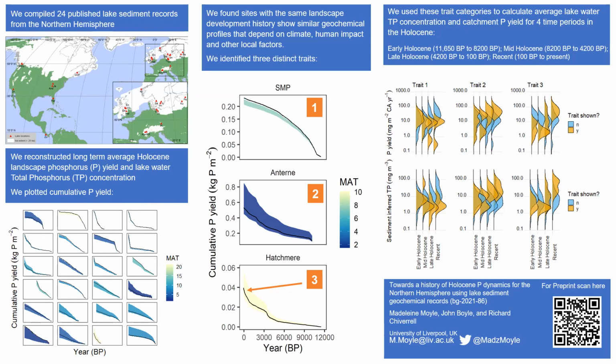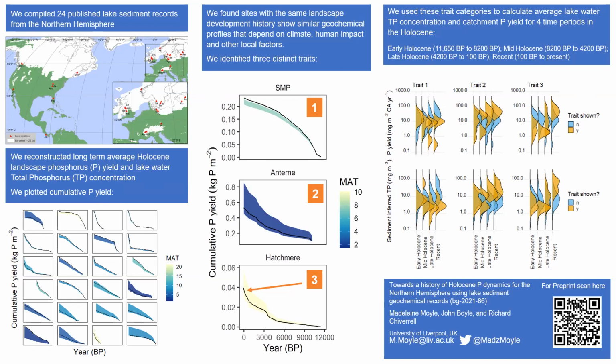Maddie's analysis used to break down into 3 distinct shapes, although there are ones which are intermediate between those. And those 3 distinct shapes, which she terms traits, are trait 1, exemplified by Sargent Mountain Pond in Maine, shown in the top in the middle there, where phosphorus yield was highest at the beginning of the record and then tails away more or less exponentially.